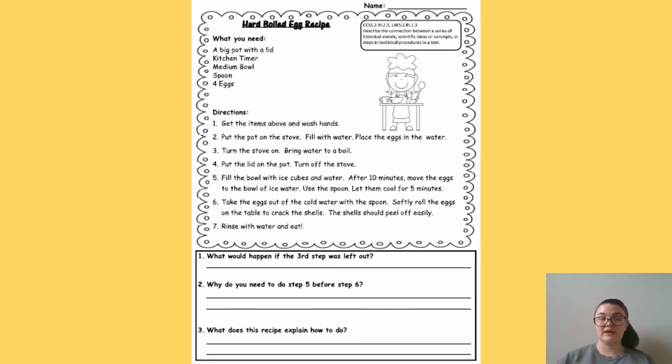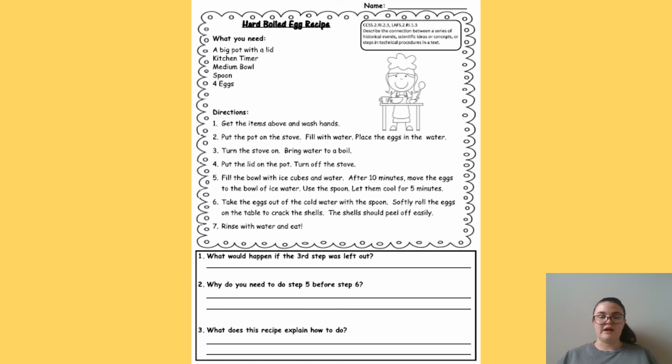Your next story is how to make hard-boiled eggs in a recipe. What you need: a big pot with a lid, a kitchen timer, a medium bowl, a spoon, and 4 eggs. Here are the directions. First, get the items above and wash hands. Second, put the pot on the stove. Fill with water. Place the eggs in the water. Turn the stove on and bring the water to a boil. Put the lid on the pot and turn off the stove.